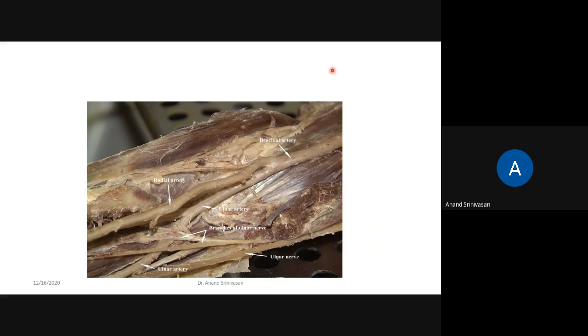Here you can see the brachial artery. The brachial artery is dividing into the radial as well as the ulnar artery. And here, from the ulnar artery, there is a common interosseous artery.